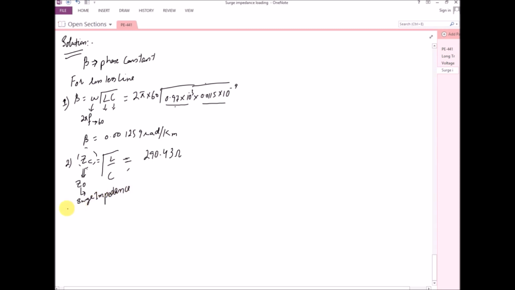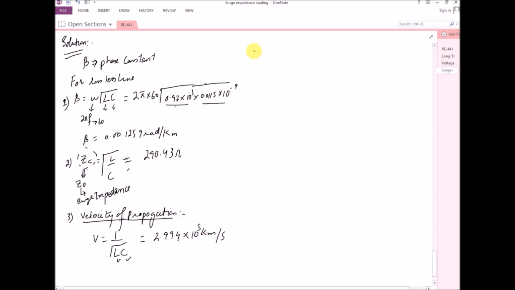The third quantity that we have to find is the velocity of propagation. The velocity of propagation V is equal to 1 over under root LC. Again, you know the values of inductance and capacitance. So the velocity of propagation will come out to be 2.994 into 10 raised to 5 kilometer per second.